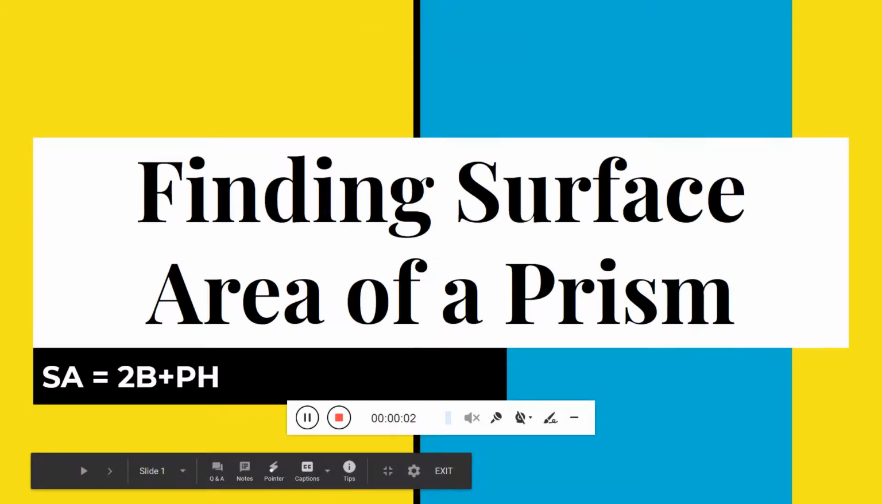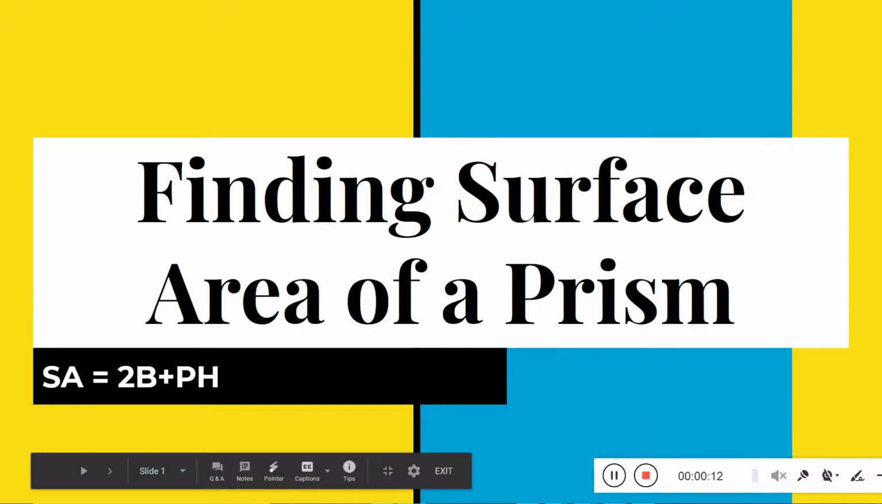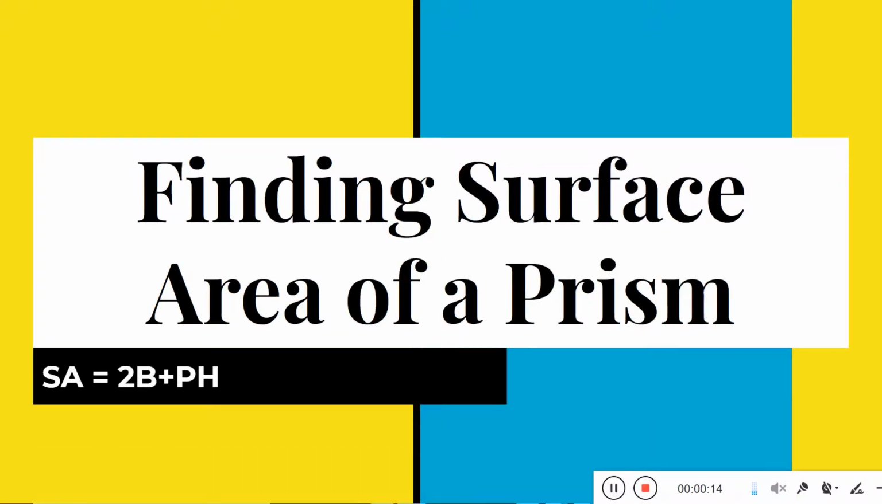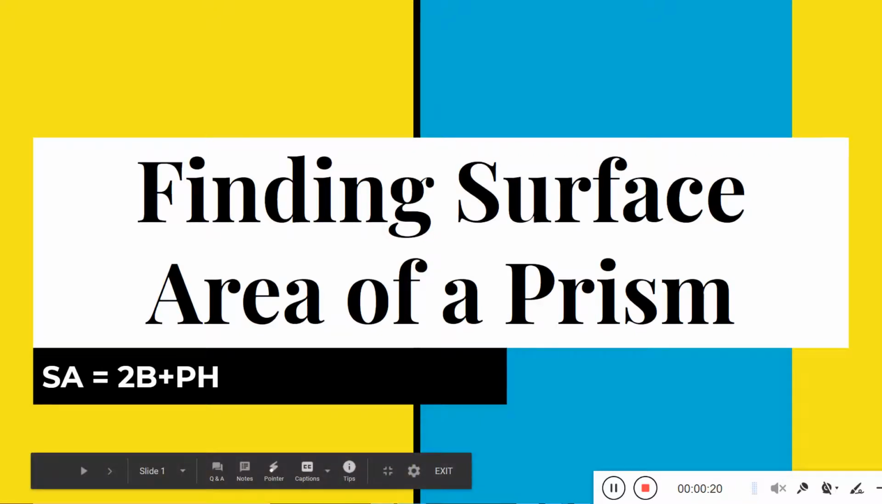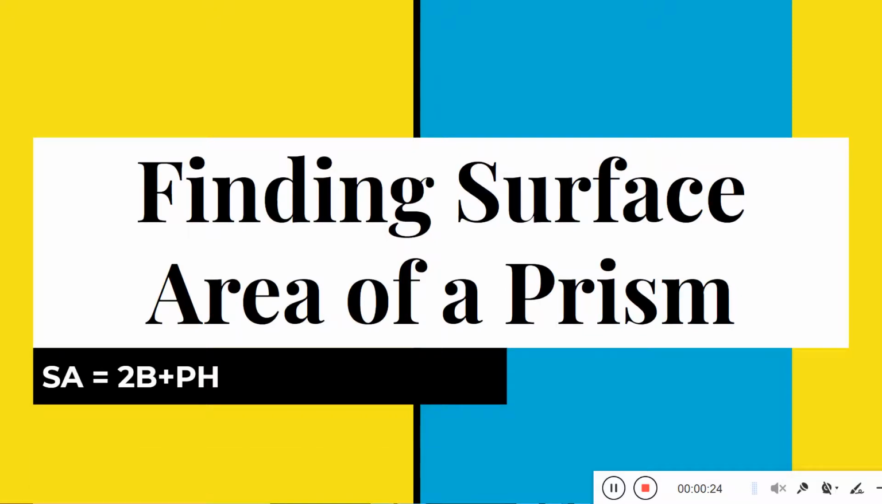Okay, so here we are again with the formula for surface area of a prism. It's twice the area of one base plus the perimeter times the height. So we are going to go ahead and look at finding the surface area of a prism. Remember, the surface area is the sum of all the areas of the surfaces.